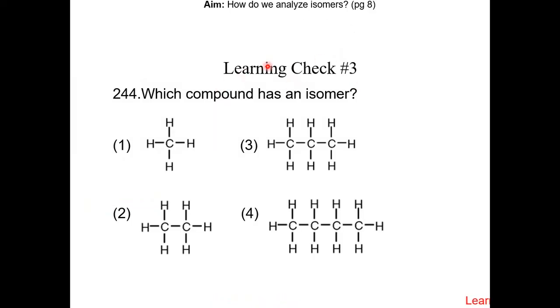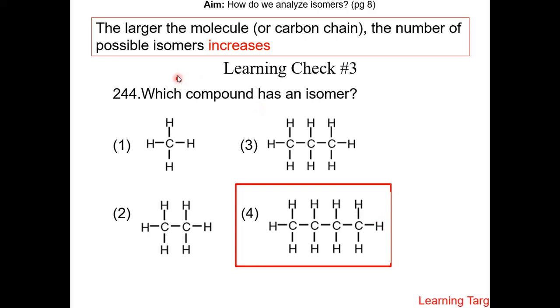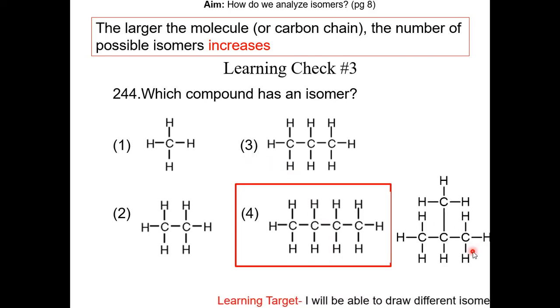Learning check number 3. Which compound has an isomer? Pause the video, resume as completed. The best answer is choice 4 because the larger the molecule or carbon chain, the number of possible isomers increases. There is no isomer for choice 1, 2, and 3. You can try moving the atoms around. There is no isomer. There is an isomer for choice 4, which is this one.